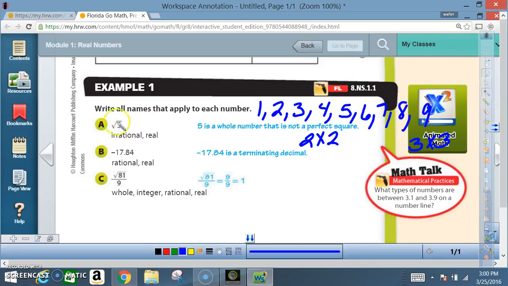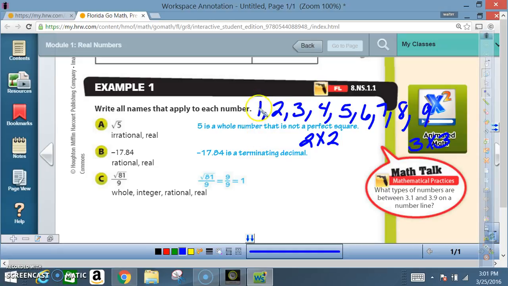All right, now for those who may be confused on how the square root of 5 is not a perfect square, let's make sure you understand what a perfect square is. So what I did was I listed some numbers, 1, 2, 3, 4, 5, 6, 7, 8, and 9. Now of these numbers, which ones are perfect squares? Now what do we mean by perfect square? Perfect square means anytime a number can be multiplied by itself to give you that answer.